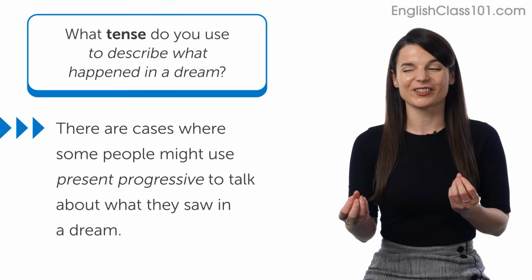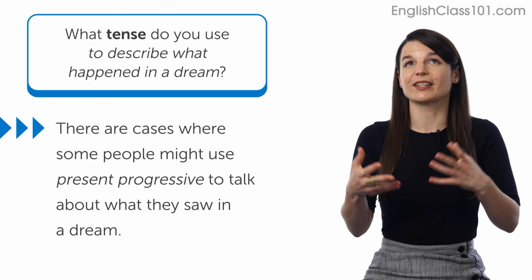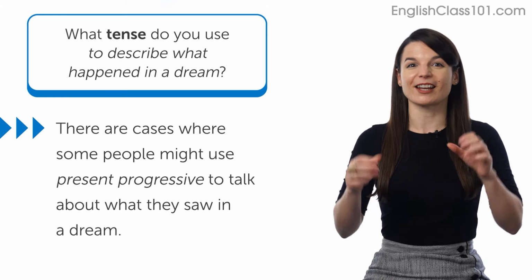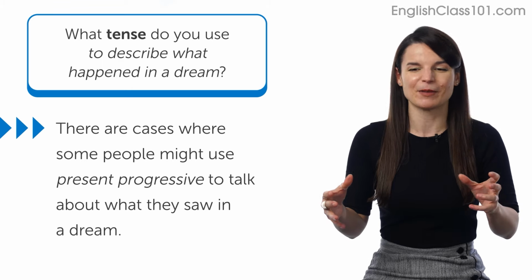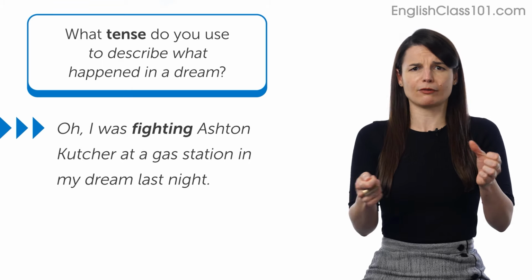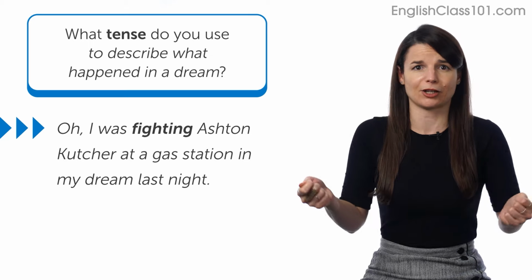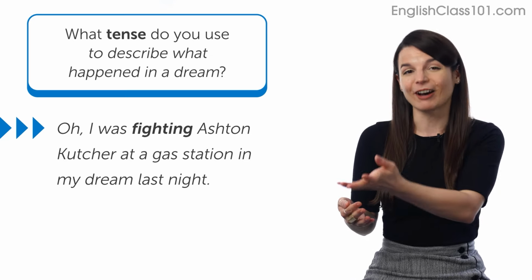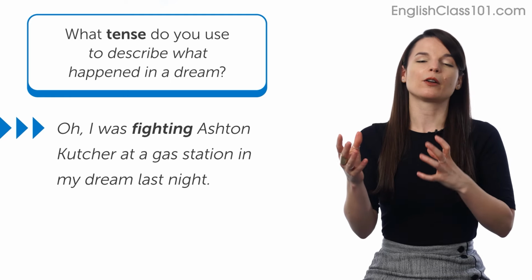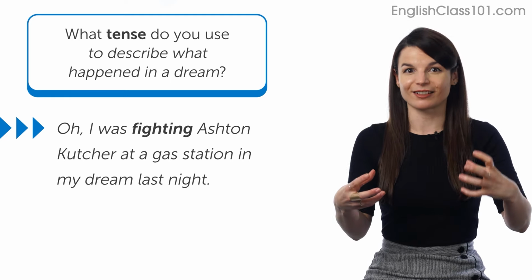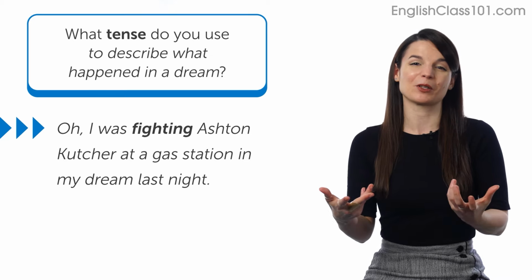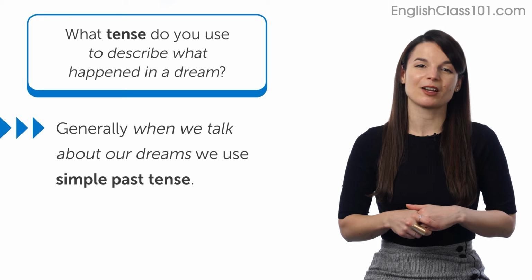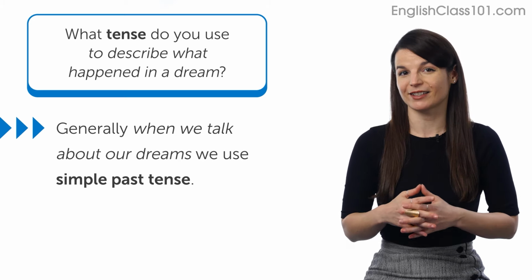I suppose there are some people who might use a present progressive or a similar grammar pattern if they want to talk about an action scene that happened in their dream. Like you might hear someone say, oh, I was fighting Ashton Kutcher at a gas station in my dream last night. If you have some kind of action scene, you might hear people using those progressive forms as well. But generally, when we talk about our dreams, we just use simple past tense to do that.